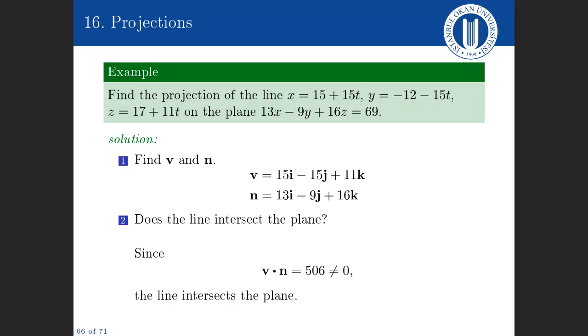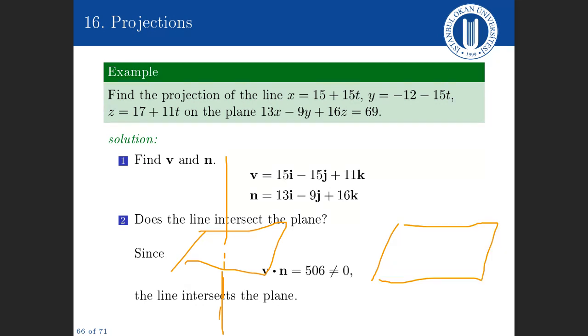One more example, the final example for today's lesson. Find the projection of this line onto this plane. Step 1 and step 2 are the same as before. Find V and N, and then answer the question, does the line intersect the plane? We calculate the dot product between V and N, and we find something which is not 0. That tells us that we do intersect the plane. So now we know either we're in the orthogonal case or we're in the case which is not orthogonal.